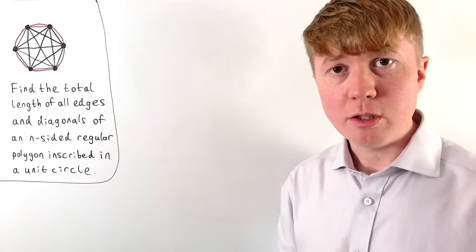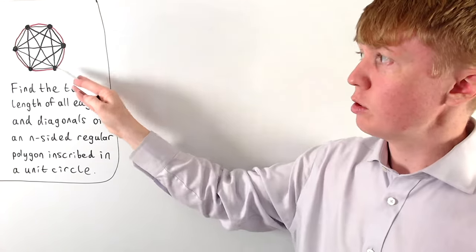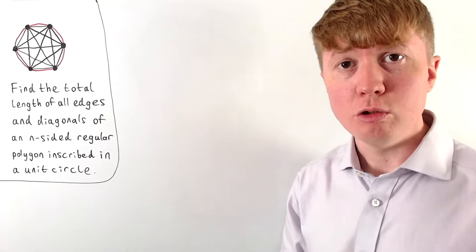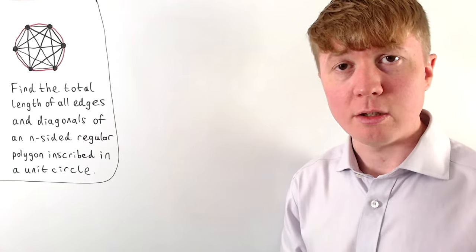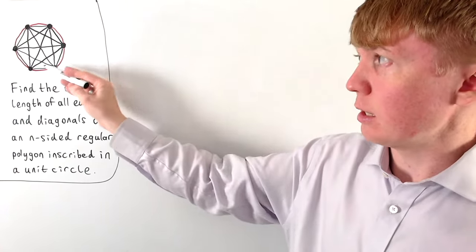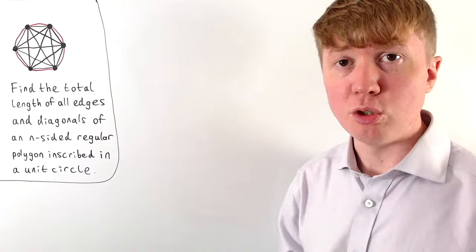Okay, so we're going to find the total length of all of the edges and also all of the diagonals in a regular n-sided polygon drawn inside a unit circle like this. So here in our picture we've got n is 6, so we've got a regular hexagon, all the sides are the same length, drawn inside a unit circle.